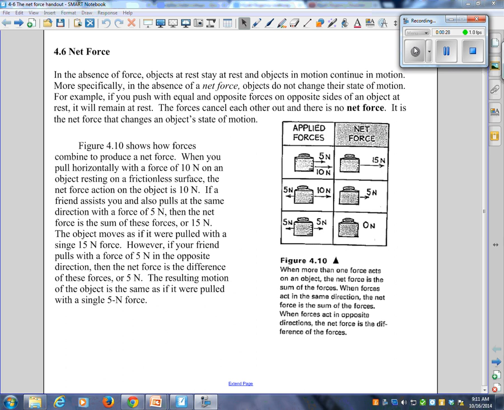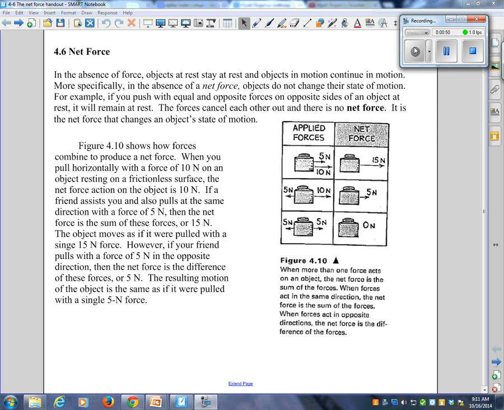In the absence of force, objects at rest stay at rest, and objects in motion continue in motion. More specifically, in the absence of a net force, objects do not change their state of motion. For example, if you push with equal and opposite forces on opposite sides of an object at rest, it will remain at rest. So the forces cancel each other out, and there is no net force. It is the net force that changes an object's state of motion.